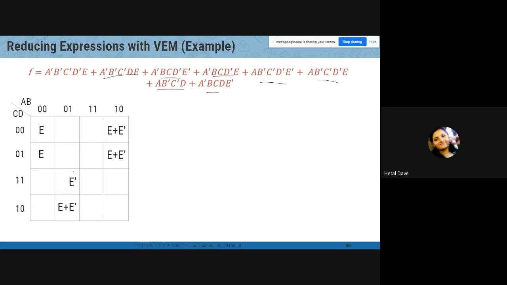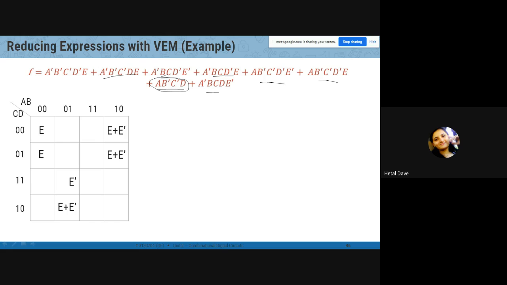For all the other equations, only a single value, either its complemented form or normal form, is written. But for this equation, A, B bar, C bar, D, E dash or E is written. Why? Because this is missing. You can see that wherever the round is there, A, B bar, C bar, D, E is missing. So first of all, your actual equation is not given in SSOP. The given equation is SOP.